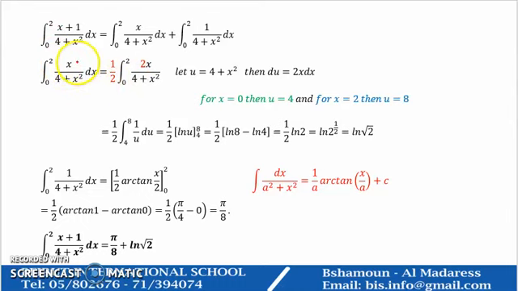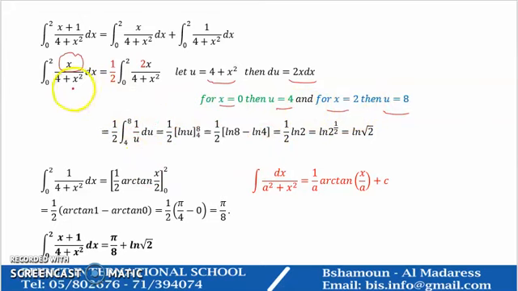For the first one we use a convenient change of variable. I noticed that here it can be the derivative of the denominator, so I can add here 2 and divide by 2. And then we use the change of variable. I can replace 4 plus x squared by u, du equals 2x dx. For x equals 0, u equals 4. For x equals 2, u equals 8.